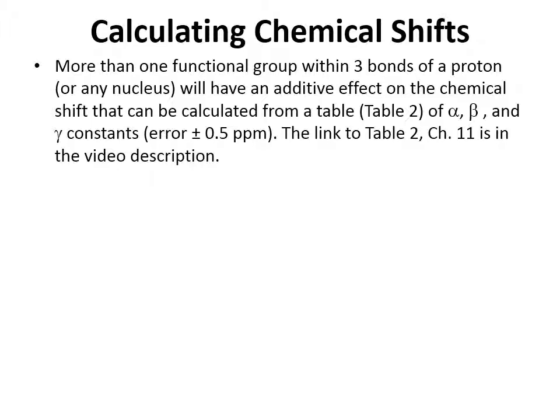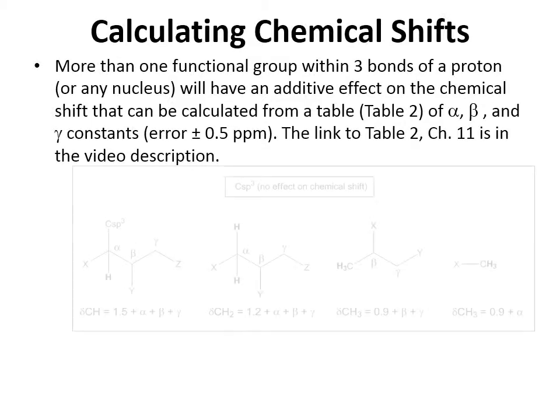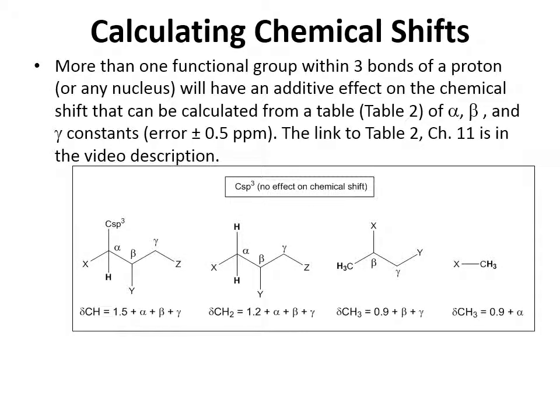Table 2 has alpha, beta, and gamma constants, which are listed in the table. The error for measuring the chemical shift this way is about 0.5 parts per million. The link to Table 2 in Chapter 11 is in the video description. So let's take a look at the 3 equations that we have to use when there are multiple functional groups near a proton. There's also an equation for just one functional group, but you can also just use Table 1.